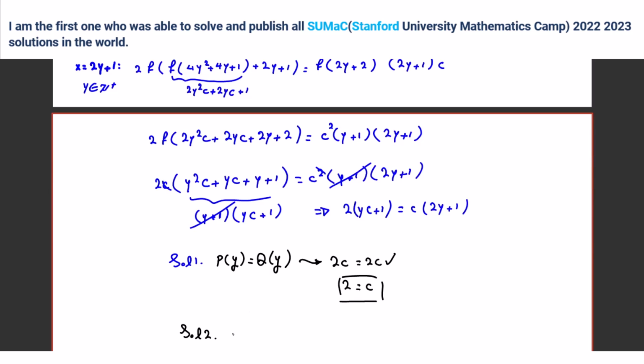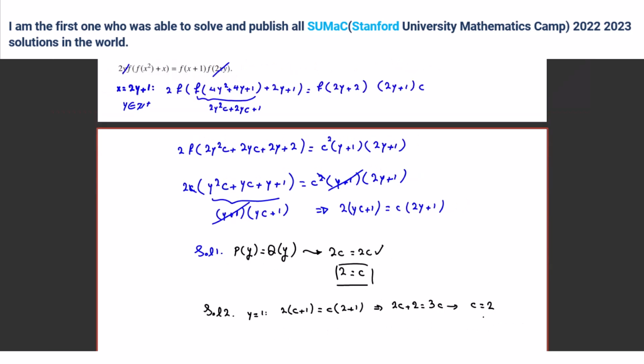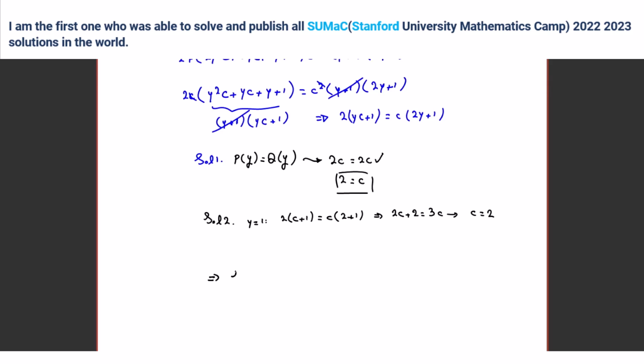So you can say, okay, if y is 1, then 2 times c plus 1 is equal to c times 2 plus 1. So 2c plus 2 is equal to 3c, right? So c is equal to 2, right? Yes. And f(2x) is equal to 2x, x is a positive integer. And also f(2x plus 1) is again 2x plus 1, again x a positive integer, right?